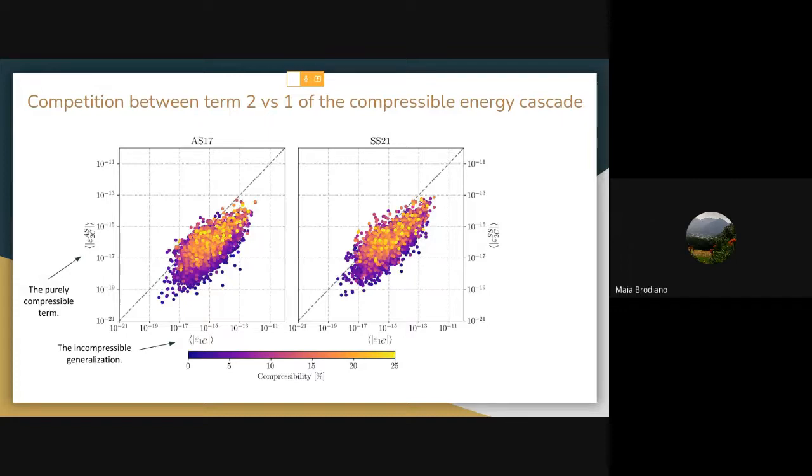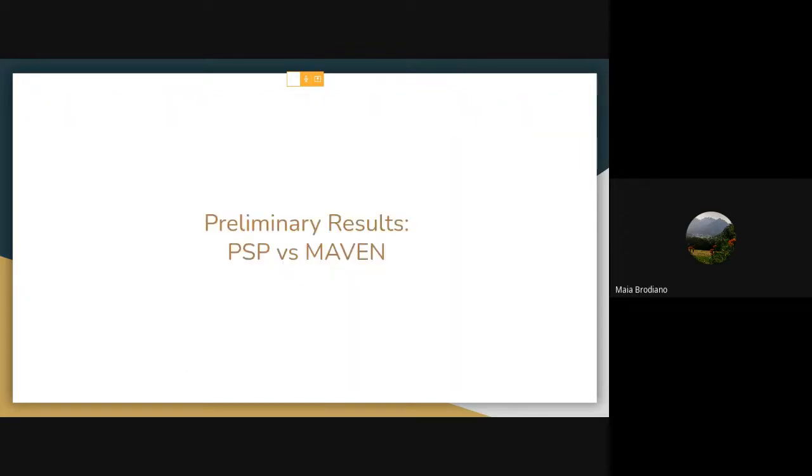Okay, so then we study the competition between the first and the second term of the compressible energy cascade, and we found that although there is more energy around the first term, the second term is still relevant for the estimation of the compressible energy cascade. Here again, we have more energy around the polytropic model than the isothermal one. So we are going to use numerical simulations in order to finish understanding which is the most accurate model to use. So to finish, we wanted to compare our Parker Solar Probe observations with the MAVEN observations.